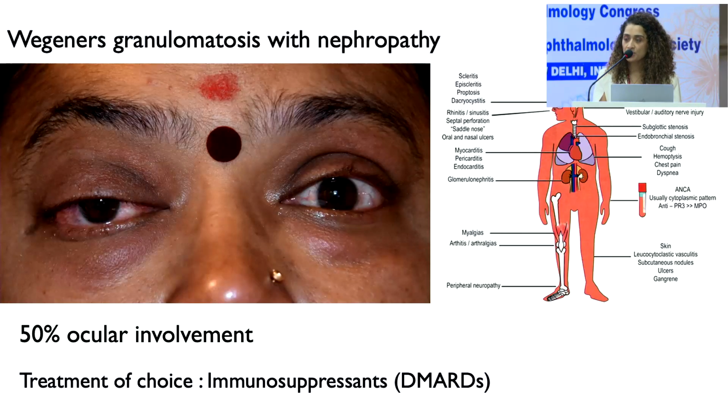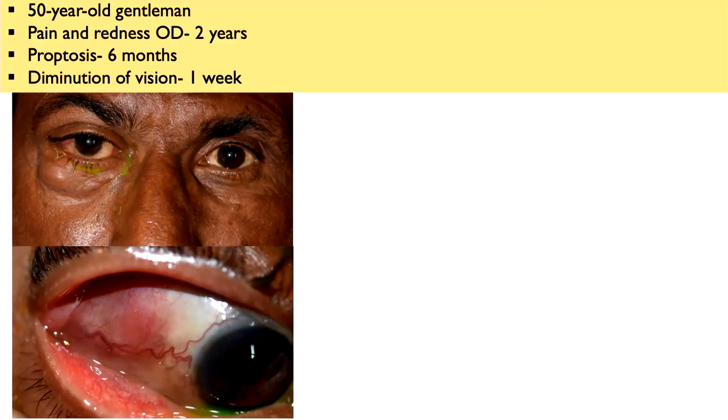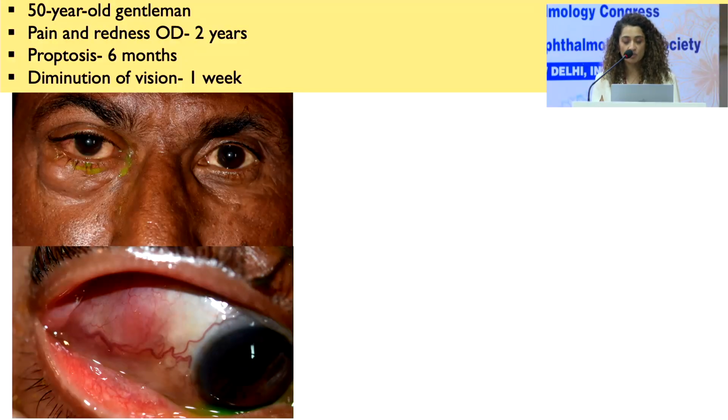Wegener's granulomatosis, as ma'am had already shown, GPA and Wegener's, although they are on immunosuppressants, they can still have severe inflammation recurring in the orbit, and the treatment of choice is definitely immunosuppressants, and rituximab can be considered in these cases. I had presented this case in the morning also in another orbit session.